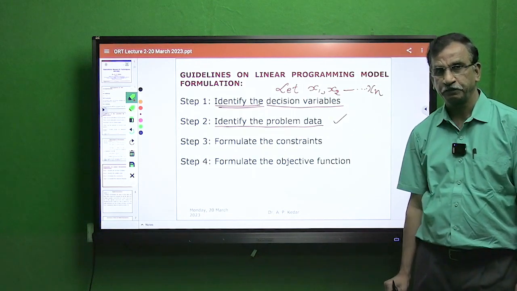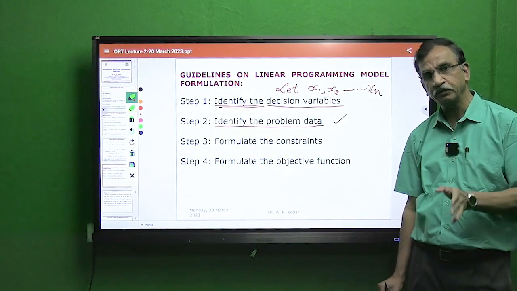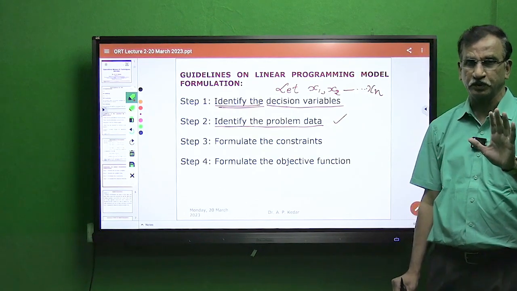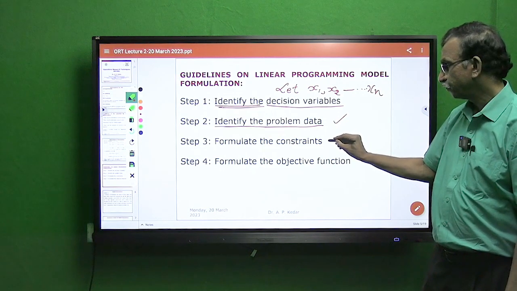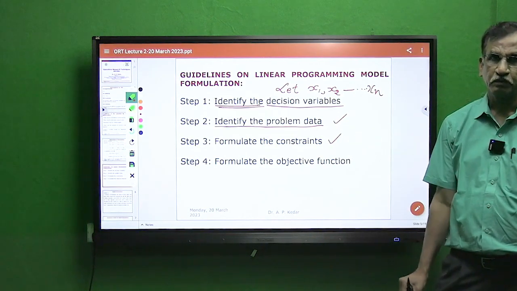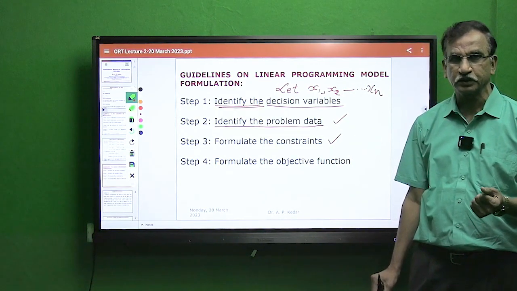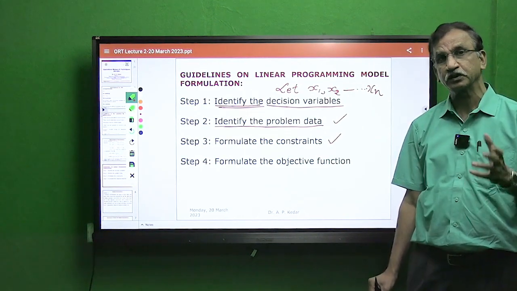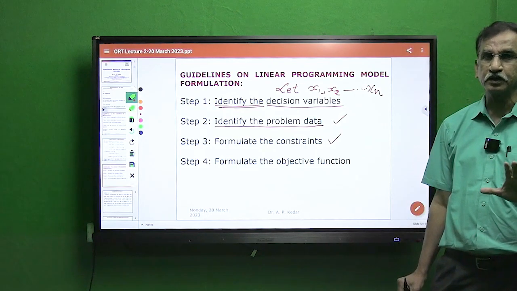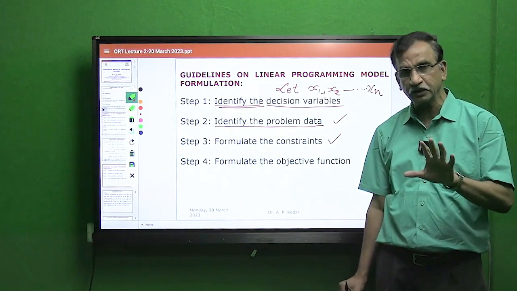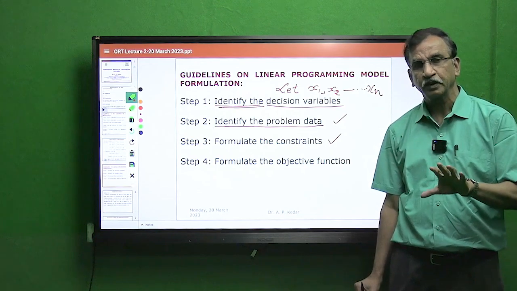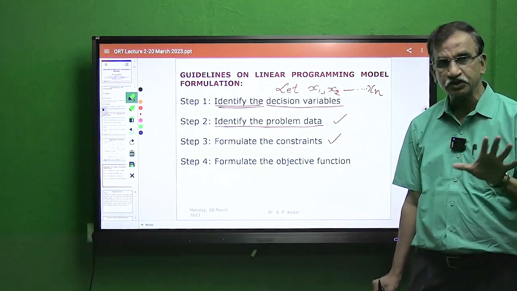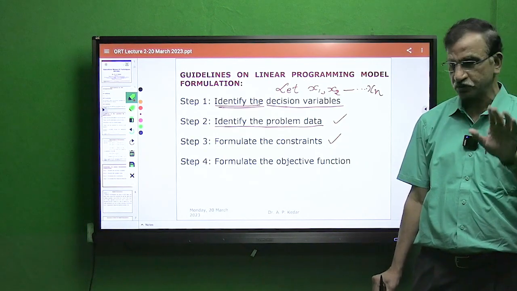Once you identify the variables, when you thoroughly identify all problem data, then next is to formulate the constraints, because we have seen in the very first lecture that LP deals with availability of resources, but that too within limited quantity. Means when anything is available in limited quantity, in technical terms it is referred to as constraint on availability. There are restrictions on the availability of things.